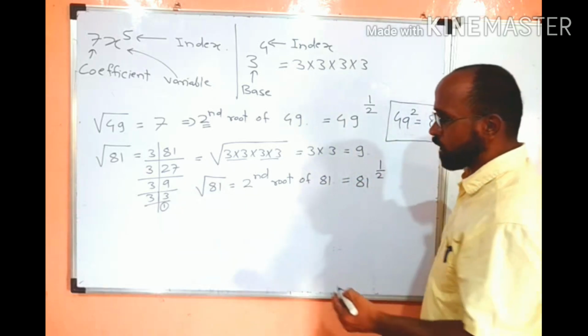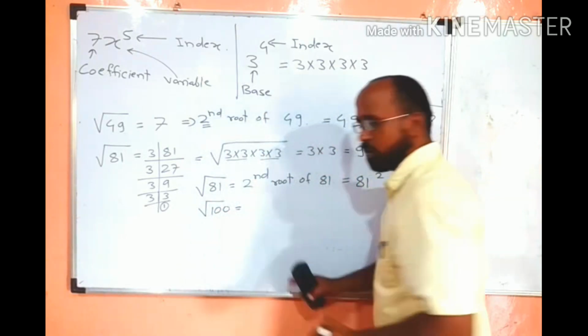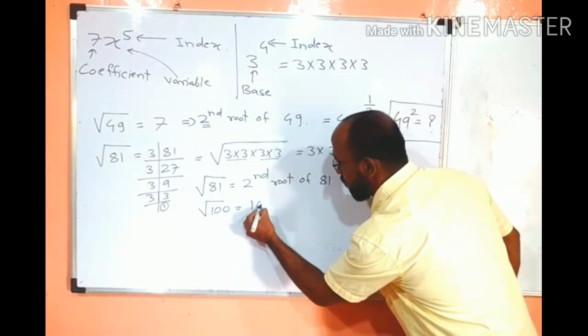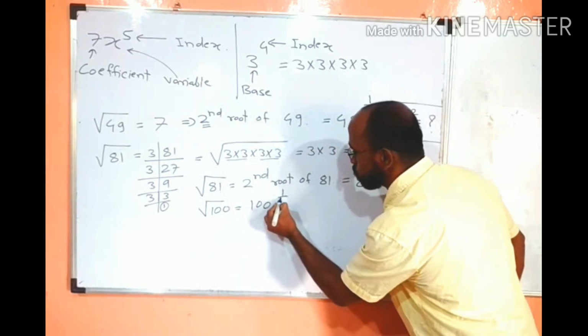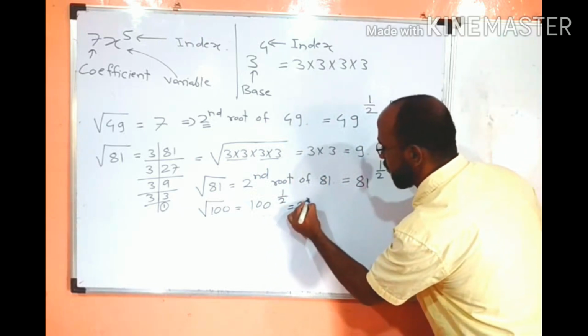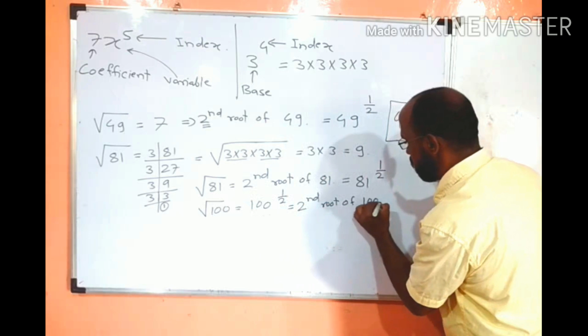Okay, suppose we have to write square root of 100. Square root of 100 means second root of 100. And how can we write it? We can write it as 100 raised to 1 upon 2. Meaning is second root of 100.